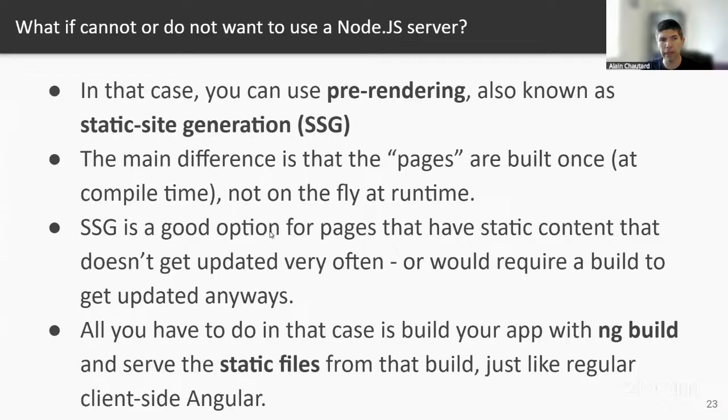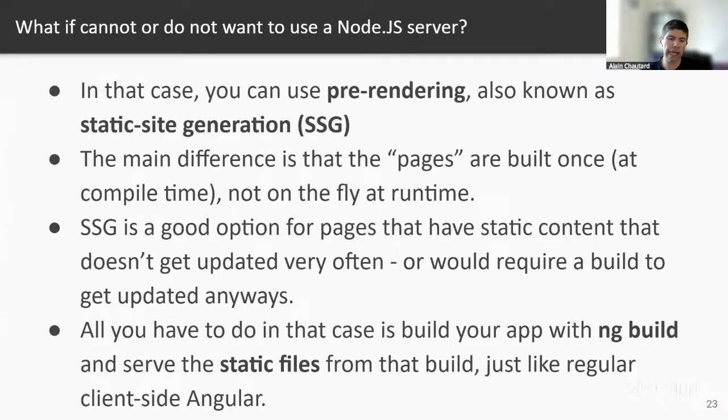This is also a good option if your app has a lot of static content. So if you have a lot of things that don't get updated very often, it's just text that remains very static, or stuff that would require a build to get updated anyways, in that case, SSG is just perfect because you can rely 100% on those pre-rendered pages that are built at compile time and use them.